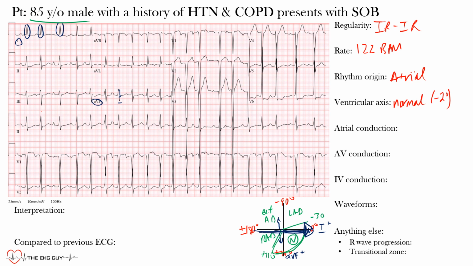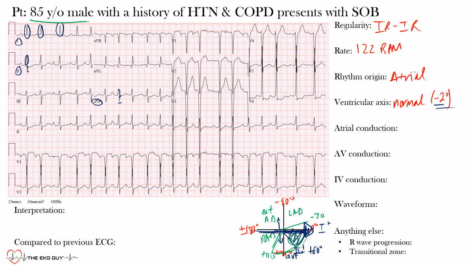Now another lead that can help us confirm we have normal axis is lead 2, and it sits at positive 60 degrees. So lead 2 here is mostly positive compared to the negative deflection, putting us somewhere here. And as we noted, this is -2 degrees, okay, and it makes sense. AVF is the most isoelectric here, so perpendicular to that lead puts us at that ventricular axis. So normal axis at -2 degrees, okay?